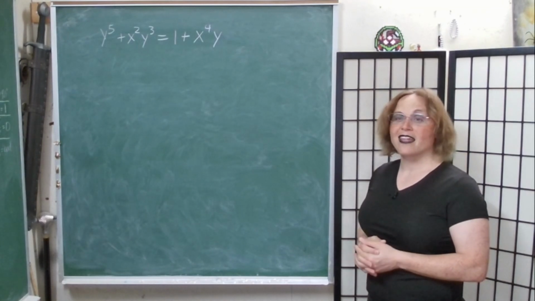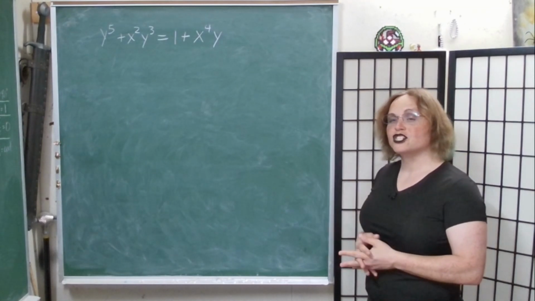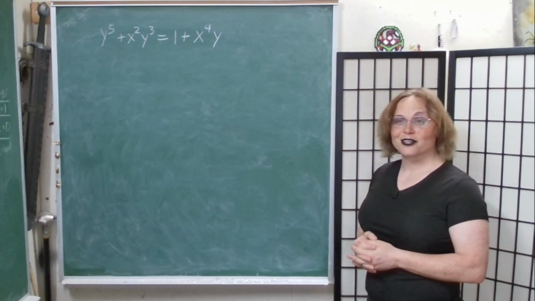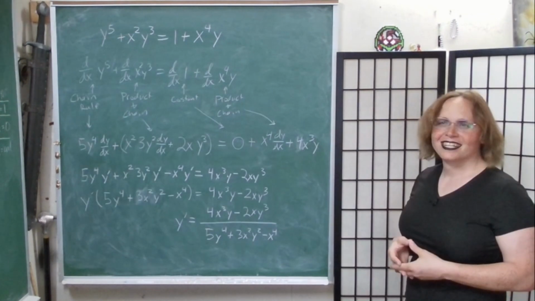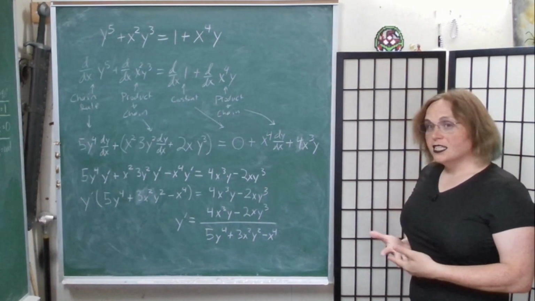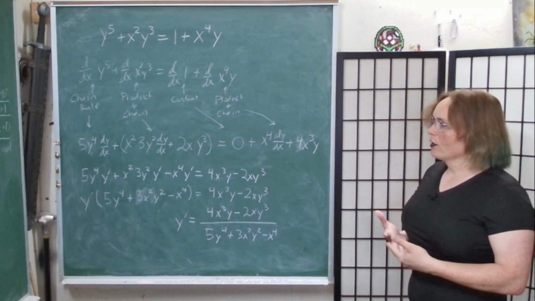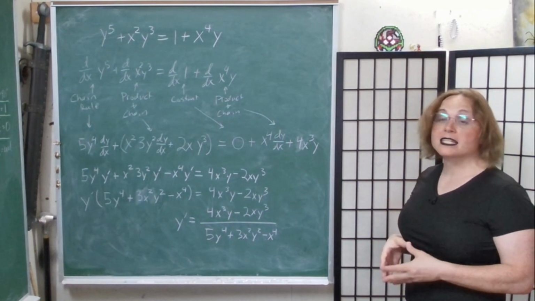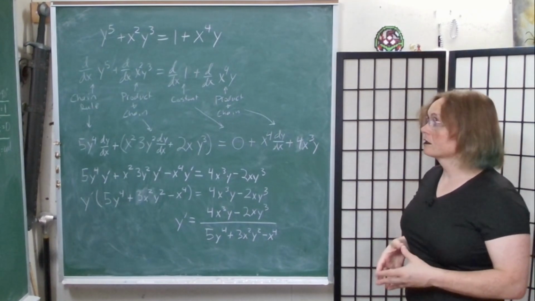So go ahead and try that now. Apply implicit differentiation to this equation. And I'm going to show you the answer in 3, 2, 1. So I didn't show explicitly what I did for each of the sections, but I did demonstrate the rules that we used, okay?